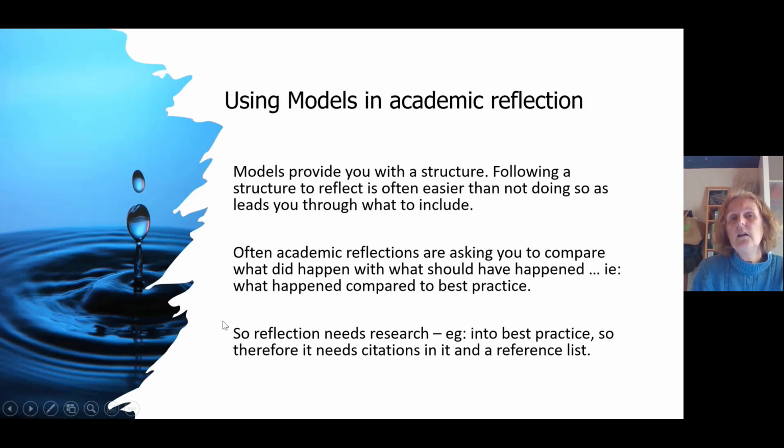Using a model, I think, is easier than just writing a reflection because it provides you with a structure. And following a structure to reflect is often easier than not doing so, as it leads you through the subtitles of what to include. Often academic reflections are asking you to compare what did happen with what should have happened, i.e. what happened compared to best practice. So reflection does need research, e.g. into best practice. So therefore it needs citations and a reference list.